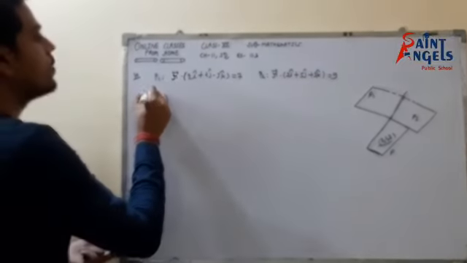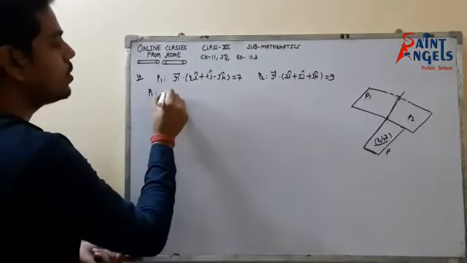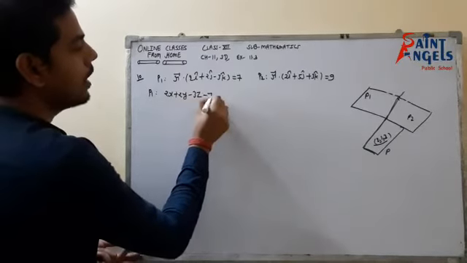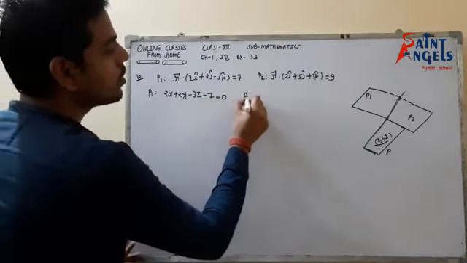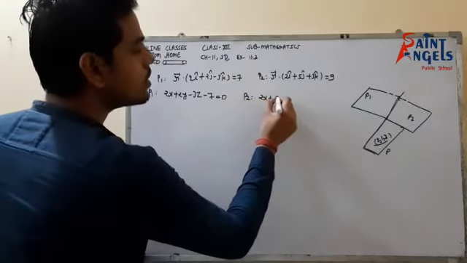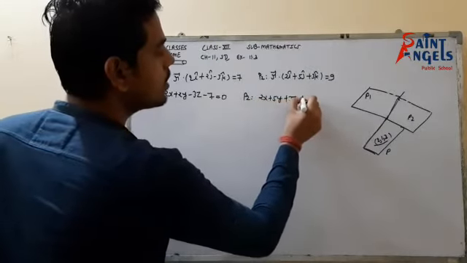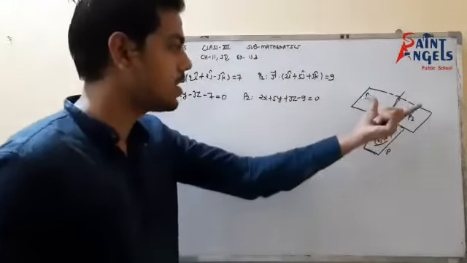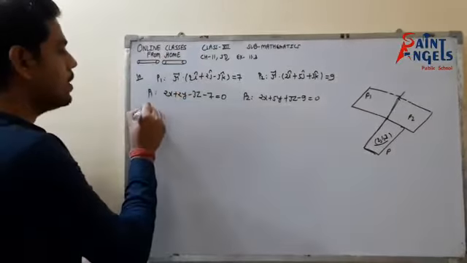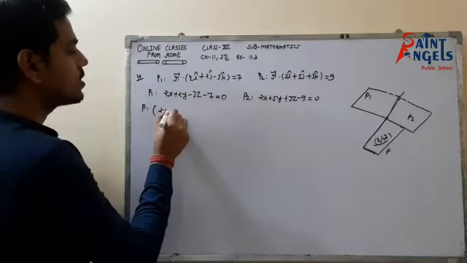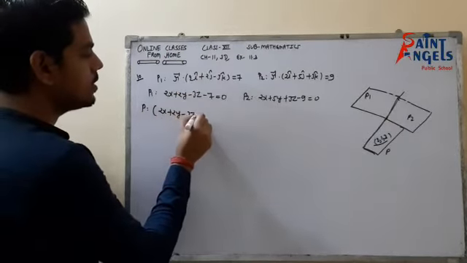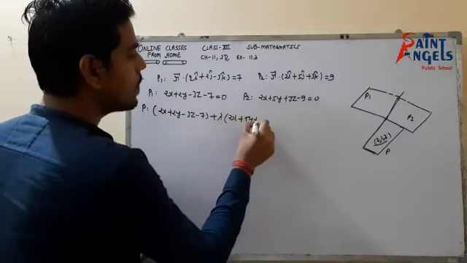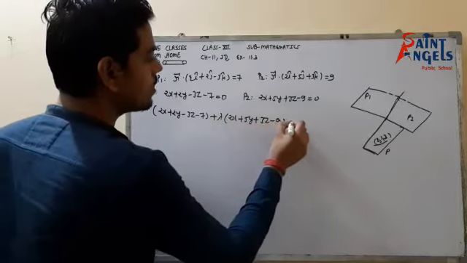So the Cartesian equation of plane 1 would be 2x plus 2y minus 3z minus 7 equals 0. The equation of plane 2 would be 2x plus 5y plus 3z minus 9 equals 0. Since plane P is passing through the line of intersection of planes P1 and P2, the equation of plane P would be 2x plus 2y minus 3z minus 7 plus lambda(2x plus 5y plus 3z minus 9) equals 0.